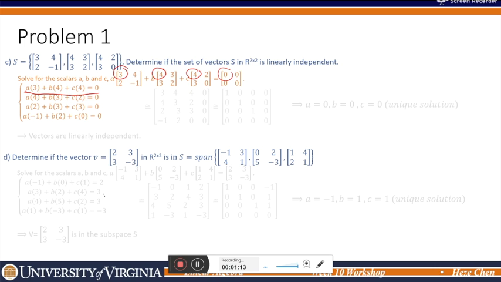Solving these equations in the augmented matrix form, we have this, which indicates A, B, and C are all equal to zero. And it's a unique solution, so the vectors are linearly independent.